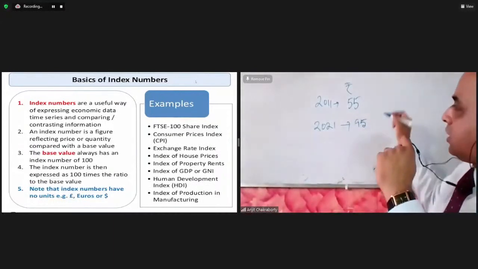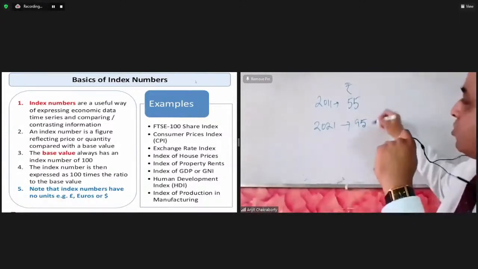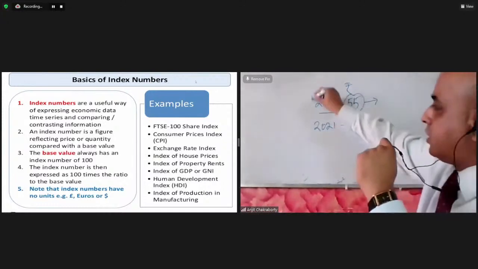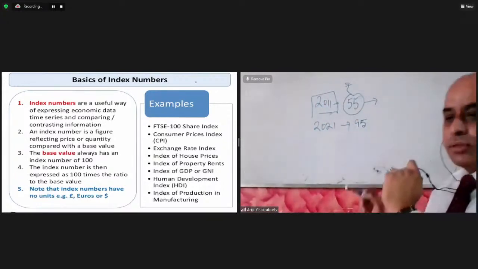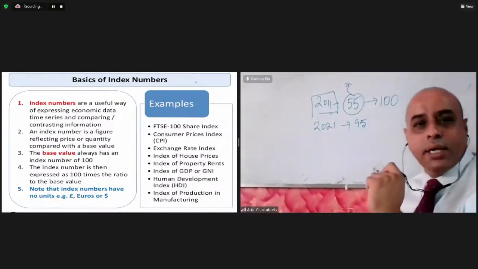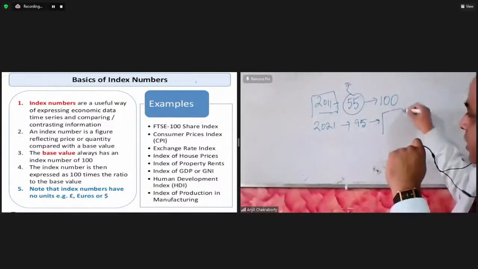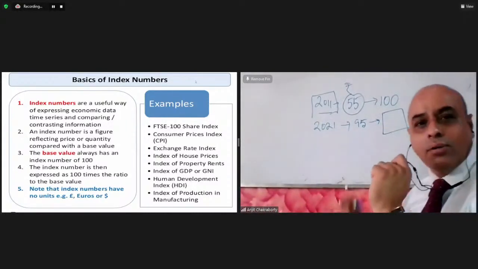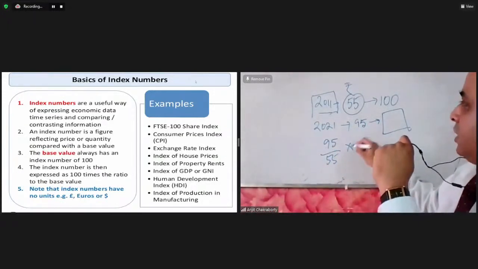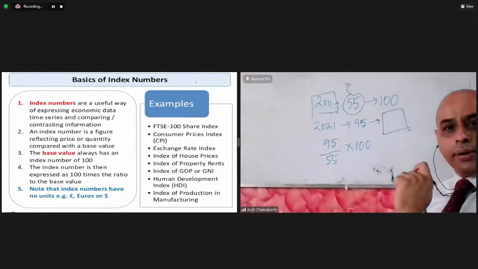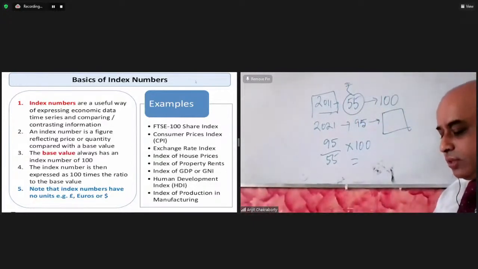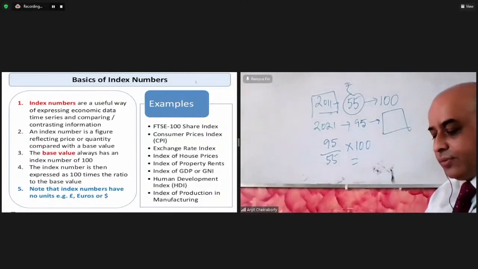So from here, what will be the index number for 2021? Now we will assume this 55 is the base year, the underlined year, I'm just making it into a box. 2011 is the base year. And if I assume the base year as 100, then I can find out the equivalent index number for 2021. How to do it? I will just put 95 by 55 into 100. Let us just calculate and see what it comes to. So this becomes the way in which we are going to calculate and arrive at the index number.